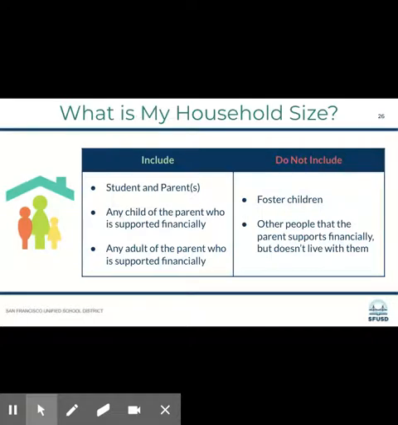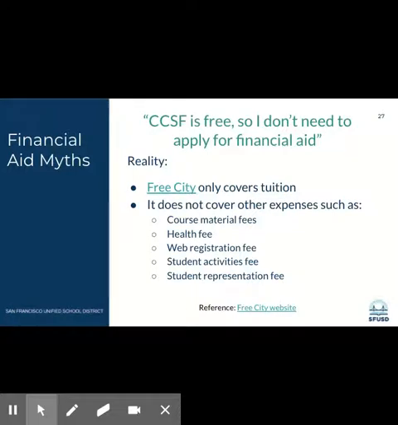You'll need to figure out your household size. To figure this out, you include yourself and your parent and any other adult or child that lives with you who the parent supports more than 50% financially. You do not include foster children or other people that your parent may support financially who don't live with you. For example, if your parent gives money to a relative who lives in another country, that person is not included in your household size.